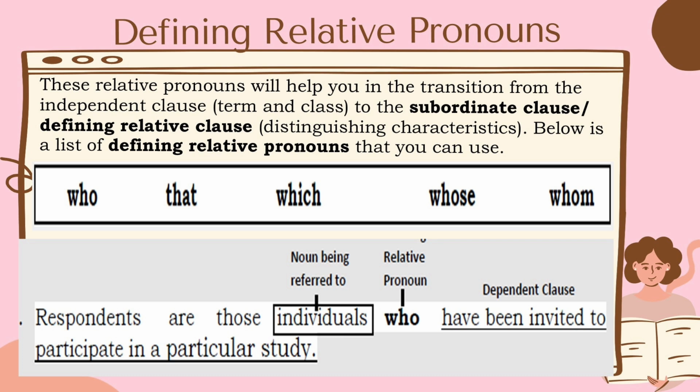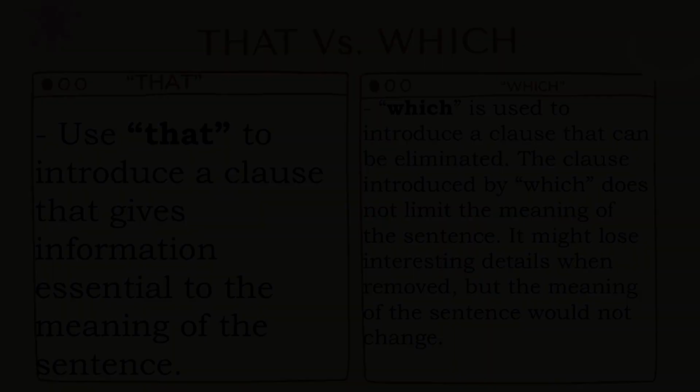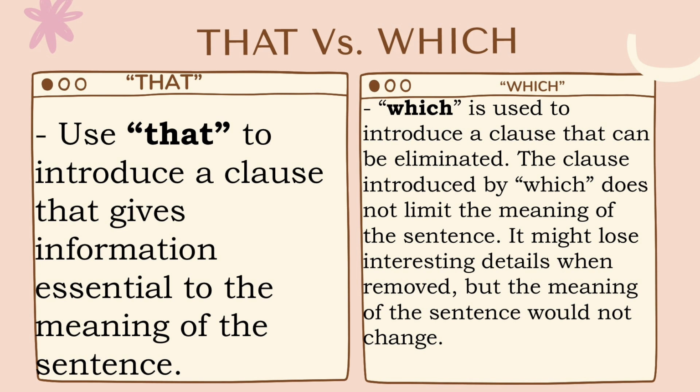So that's how we will use the defining relative pronouns in order to complete the parts of definition. We have the term, the class, and the differentiating characteristics. So as I have mentioned earlier, we have who, whose, and whom to refer to someone, and we have that and which if we are referring to something. So let's see the difference between the two.